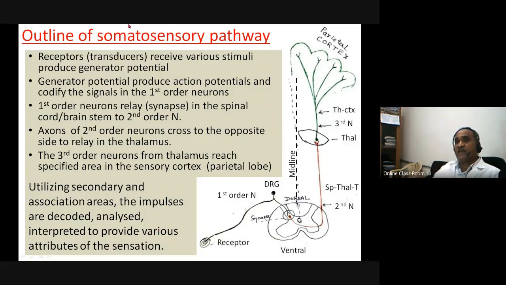This is the general plan. So the general plan is three order neurons. The first order neuron from the periphery to the spinal cord, from the spinal cord to the thalamus the second order neuron, thalamus to the cerebral cortex the third order neuron.